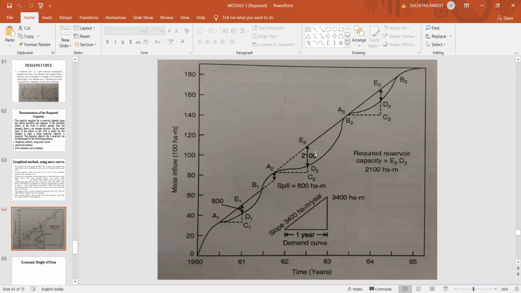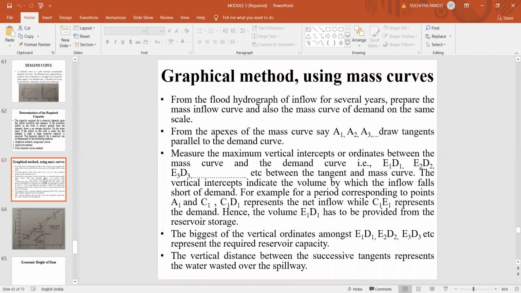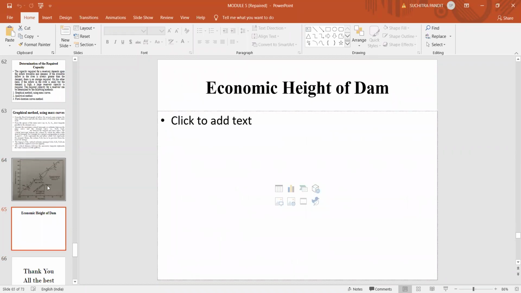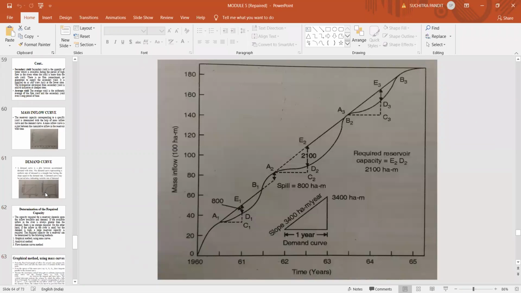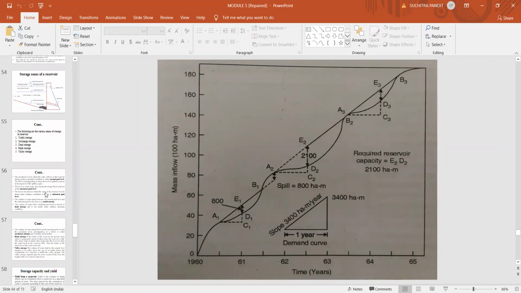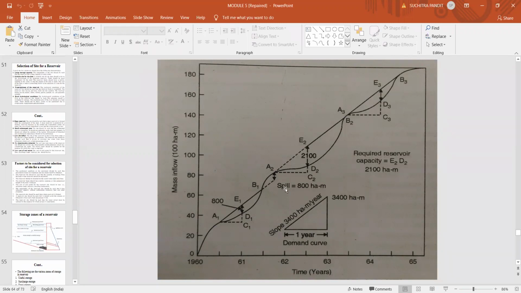In this case, E2, D2 has the highest vertical intercept. It is about 2,110 meters. So by the graphical method, we can find the storage capacity of a reservoir by using the mass curve and also the demand curve. Now, I think that completes the entire syllabus. Next class we shall discuss the analytical method of determining the storage capacity of a reservoir.